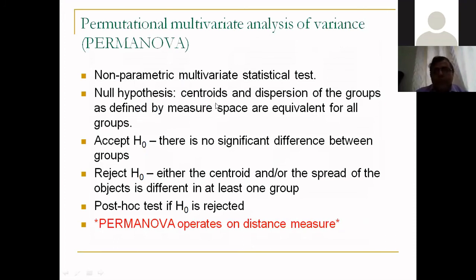And the null hypothesis is that centroids and dispersion of the groups as defined by the measure space are equivalent for all groups, and the alternative obviously is that they are not equivalent. So again, it has the same problem. The null hypothesis of PerMANOVA is that all groups have the same centroids, and the alternative hypothesis is that at least one of the groups is different.